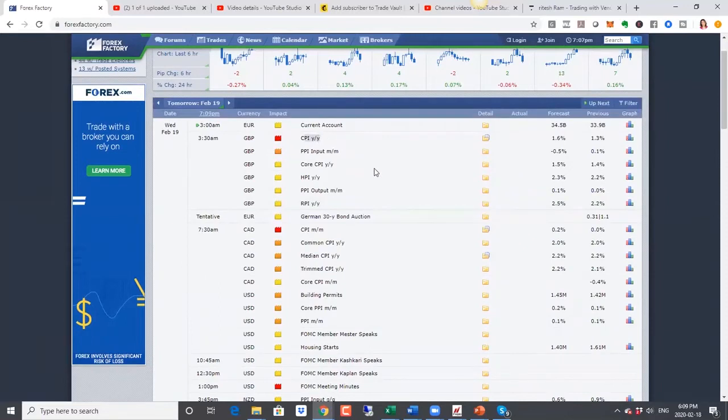First of all, starting off with British pound here, we have CPI numbers, which are the inflation numbers. These are the yearly numbers coming out for UK, and the forecast is 1.6%. Now, if the CPI numbers are below expectations, that will be negative for British pound, because then the market will start looking at Bank of England to potentially cut rates or do some sort of monetary policy adjustment here.